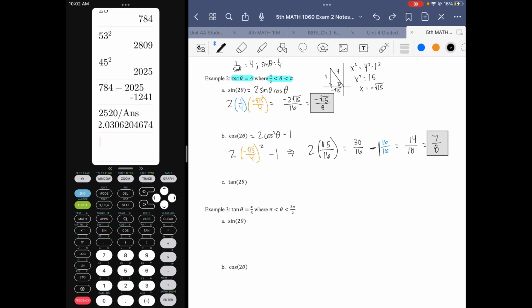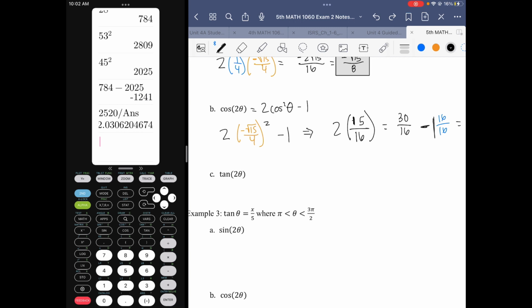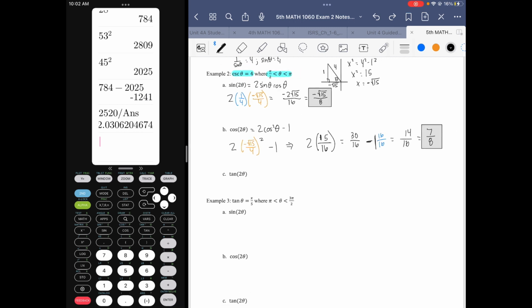Tangent, again, you could use the formula where you already have both sine and cosine. I wouldn't. I think that's kind of tedious. So this is of course sine of 2 theta over cosine of 2 theta. Sine of 2 theta was negative square root of 15 over 8, and cosine of 2 theta was 7/8. So we keep, change, flip it, our 8's cancel, and we get negative square root of 15 over 7. And again, if we're down there in quadrant 3, tangent should be negative. And we're in quadrant 3 because we doubled the angle.